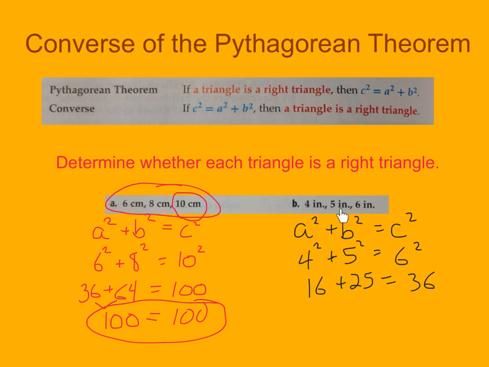So I can do the same thing with these numbers over here. I'm going to plug these numbers in. I know this is my hypotenuse, 6 inches, because it's the longest one, so I plug that in for c squared. And I get 16 plus 25 equals 36. And when I add 16 plus 25, I get 41, and I see that does not equal 36. So example B here is not a right triangle.